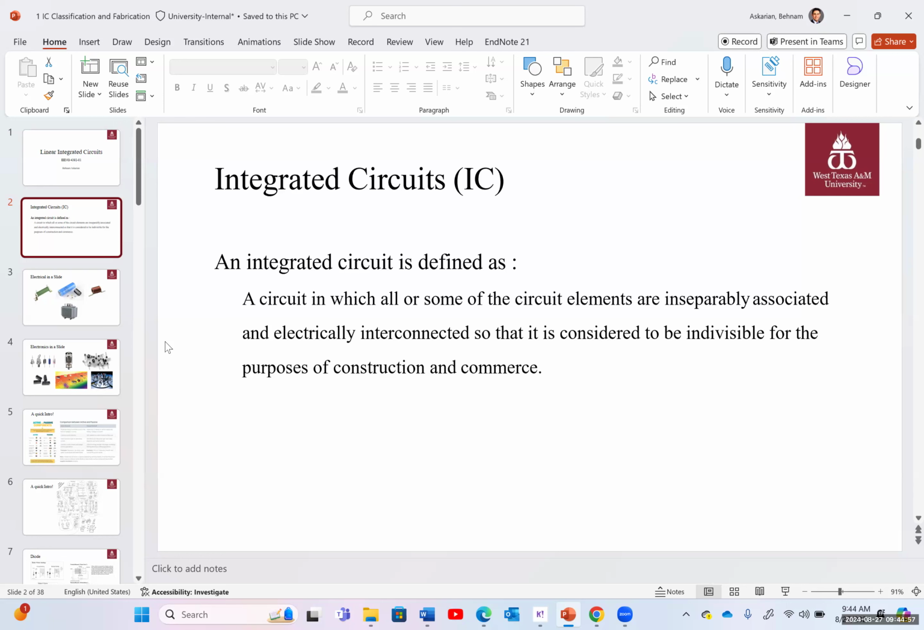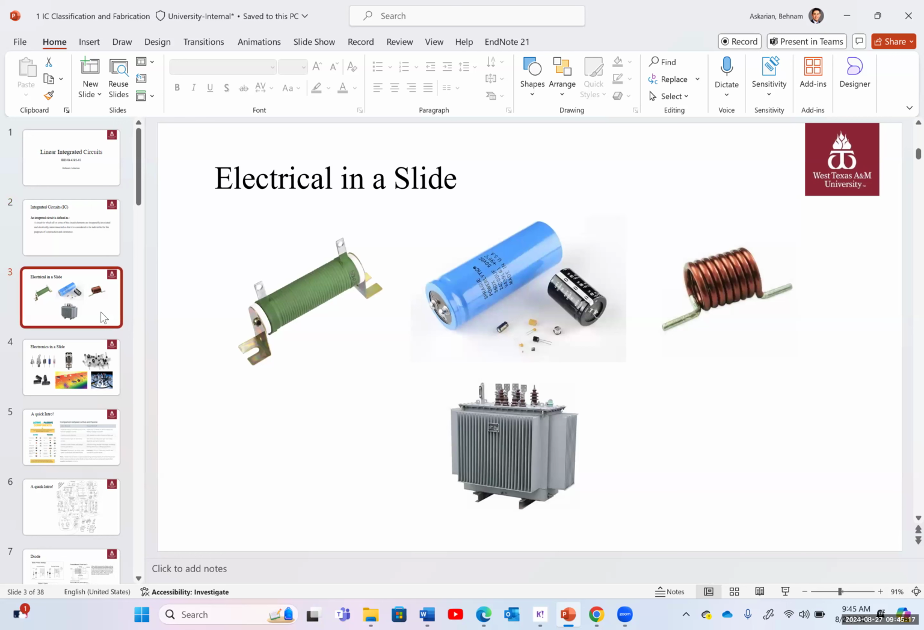An integrated circuit is a circuit in which all or some of the circuit elements are inseparably associated and electrically interconnected, so that it is considered to be indivisible for the purpose of construction and commerce. We already know that we have electrical components and electronic components. These are some examples of electrical components. We have resistors, capacitors, inductors, and transformers.